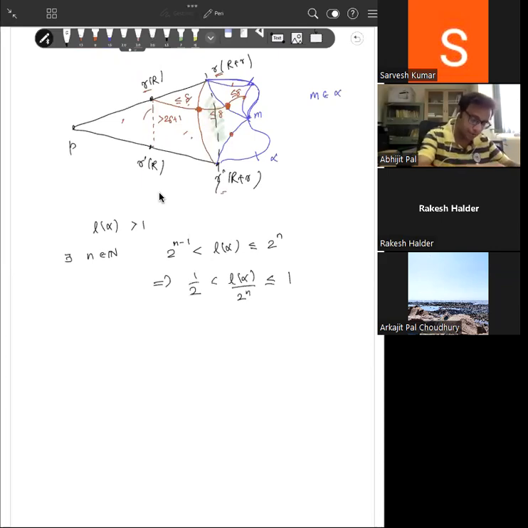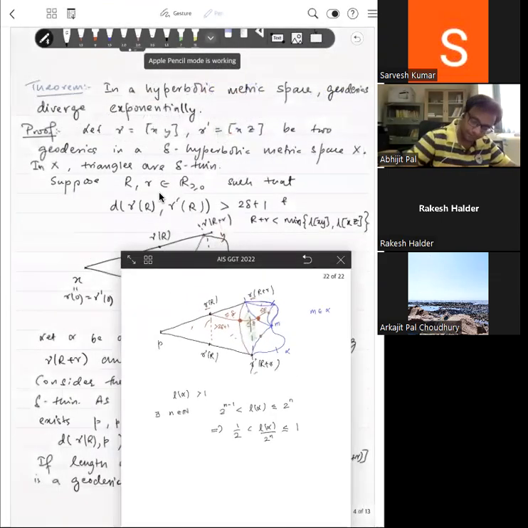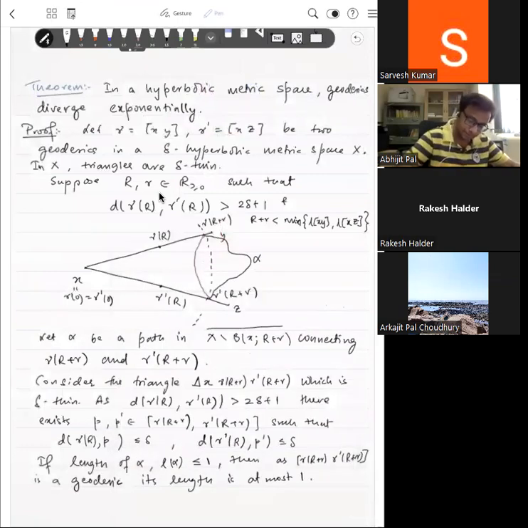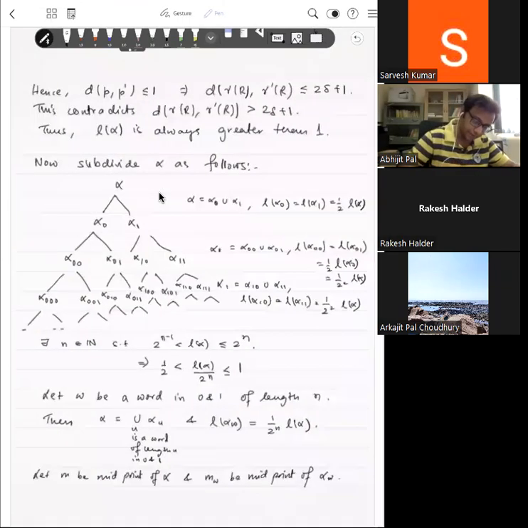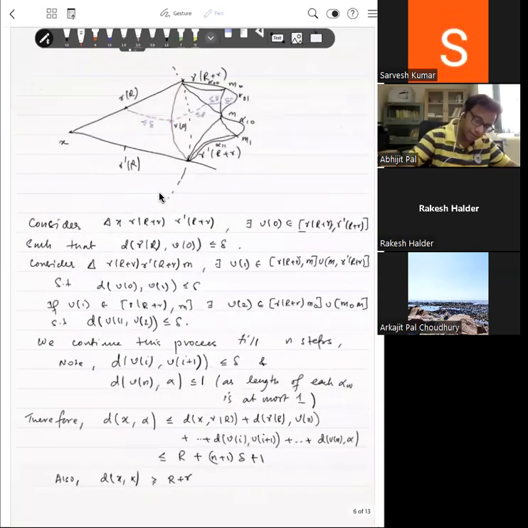Okay, so now we are going back to the note. So this part is explained. We have subdivided this alpha in this way, since the length of alpha is greater than 1. So we have this picture here. These M0 and so on are the midpoints of those subsegments of this alpha.